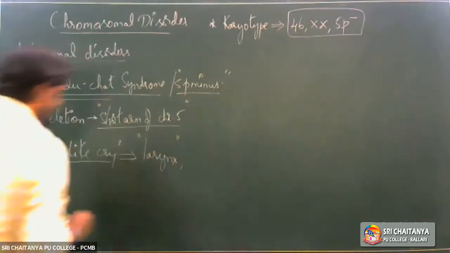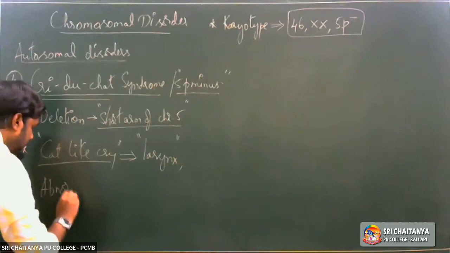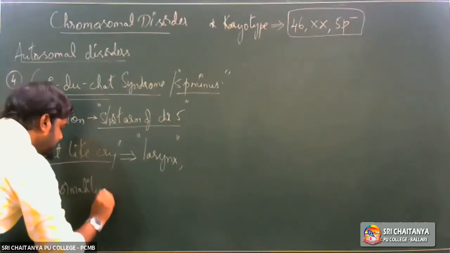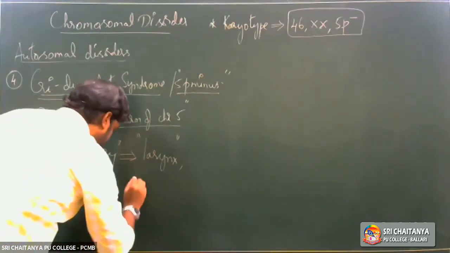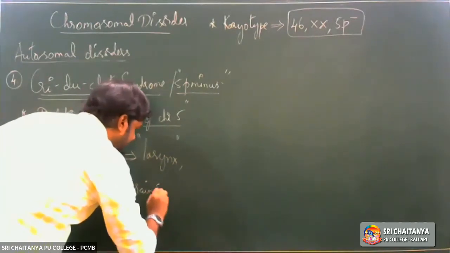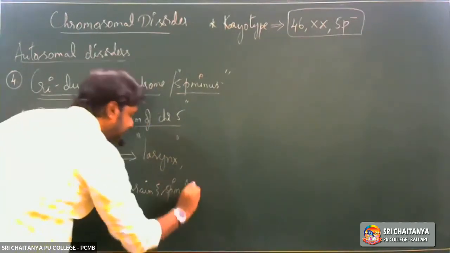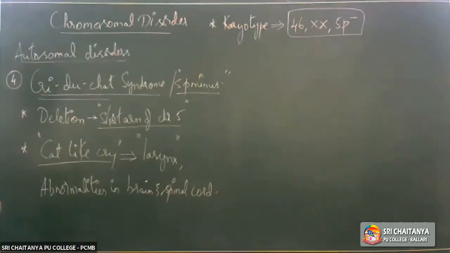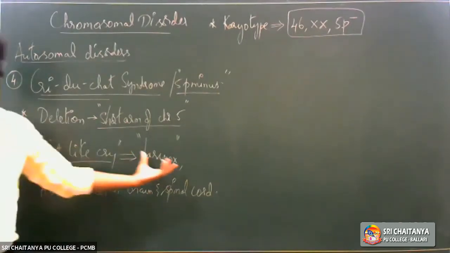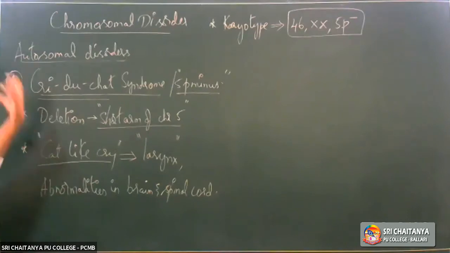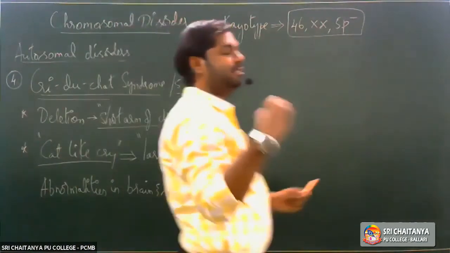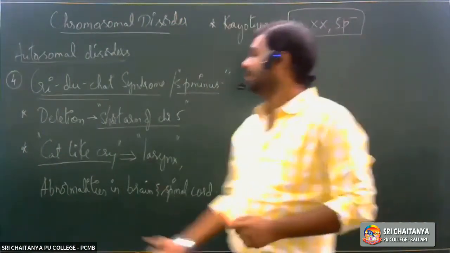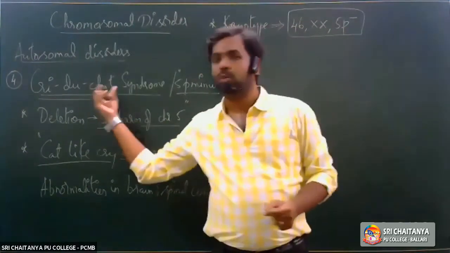Along with that, there are several abnormalities seen in the nervous system, in the brain as well as the spinal cord. So due to abnormalities in the larynx as well as the brain and the spinal cord, the child will start crying like a cat. Therefore, we call it cat-like cry or Cri-du-chat syndrome.